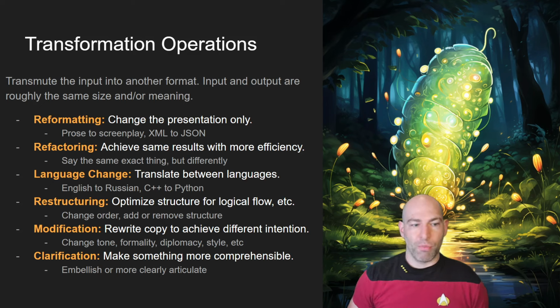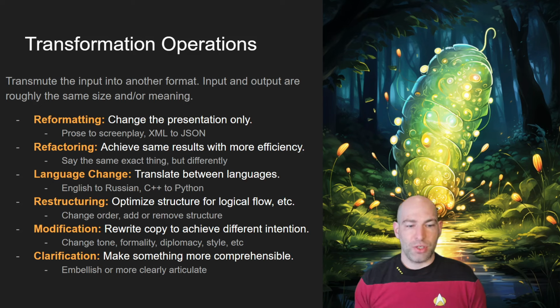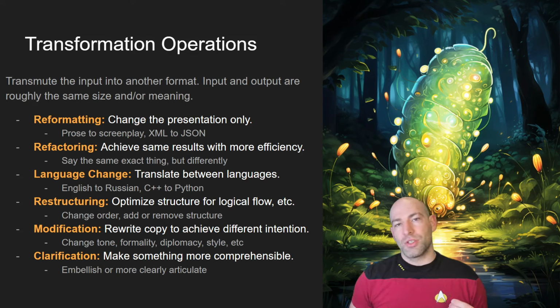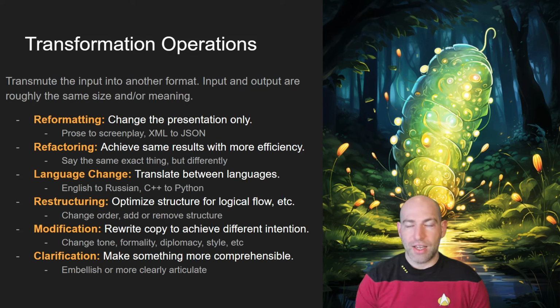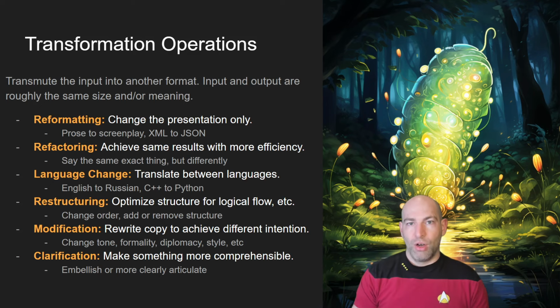So that's restructuring. Modification. There's all kinds of modifications you can do, but basically you rewrite copy to achieve a slightly different intention. You can change the tone, you can change the formality, you can change the level of diplomacy, you can change the style. Those are what I mean by modifications. And then finally, clarification. Clarification is where you say, "Hey, write this, but write it more clearly. Articulate it better and more clearly."